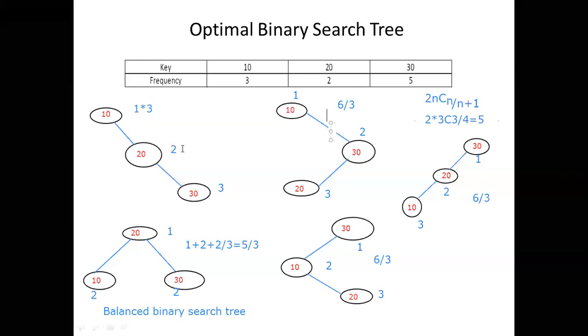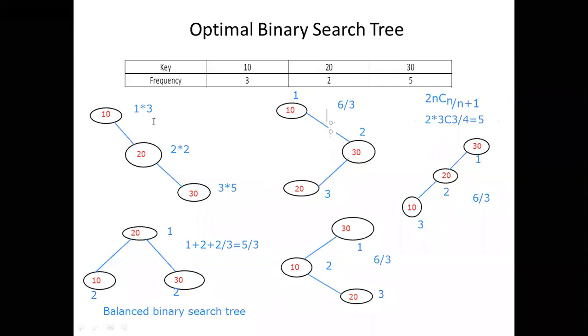Now here 20 is compared how many times? 2 times. That is why 2 into 2. I hope it's clear. Then 30, the total number of comparisons that is going to happen is 3. How many times is it going to compare? 5. That is why 3 into 5. Now what will the answer be?